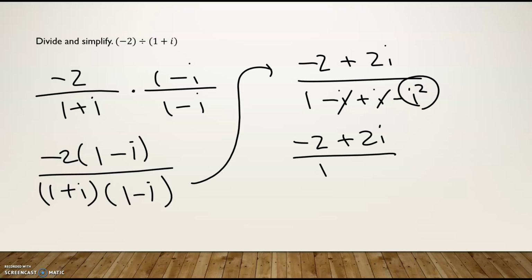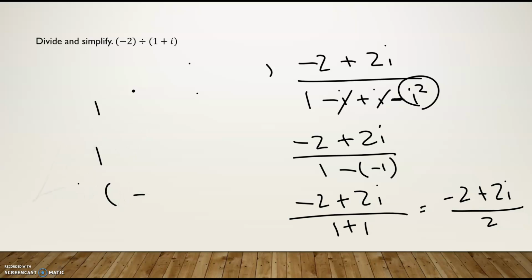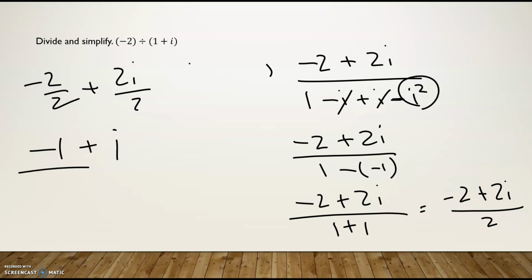Negative 2 plus 2i over 1. Okay, this right here is going to be a negative 1. I have a negative in front of that. So negative negative 1 is positive 1. And I can write that out. Minus negative 1. Negative 2 plus 2i over 1 plus 1. So that will give me negative 2 plus 2i over 2. I'm running out of room. So we've got negative 2 over 2 plus 2i over 2, so negative 1 plus i, and that's our final answer.